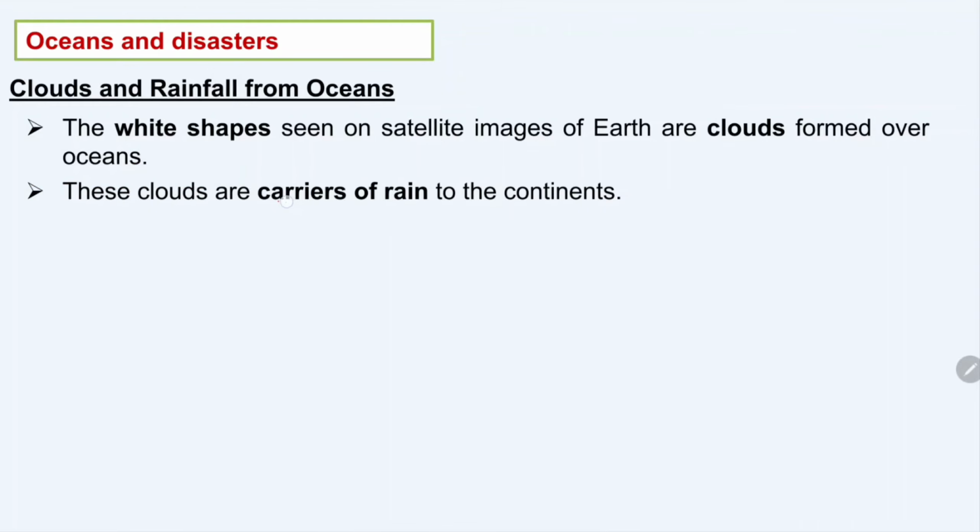These clouds are carriers of rain to the continents. Because of oceans, rain is possible. Why? Because of evaporation. There is a process known as the water cycle, about which we will learn more in detail in your science subject. Because of that only, raining is possible in the continents.